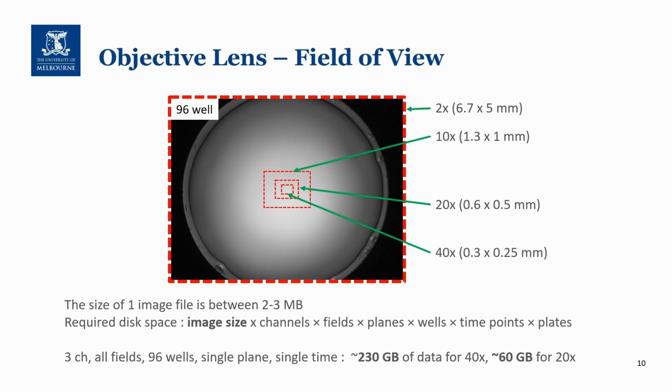To give you a practical example, the size of each image is 2 to 3 megabytes regardless of what objective is used. When you multiply this by the number of channels, fields, planes, wells, time points and plates, you can determine the required disk space for your experiment. For example, an experiment with 3 channels imaging all possible fields would be 230 gigabytes at 40x, but only 60 gigabytes at 20x.